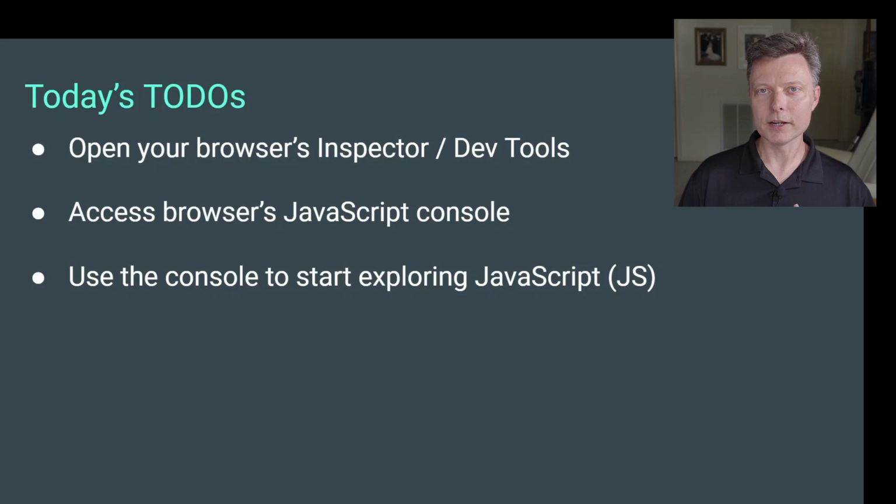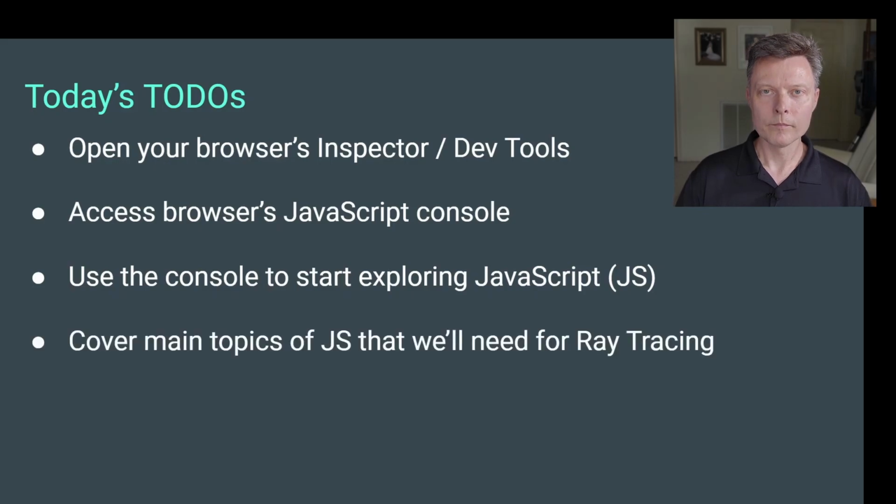We'll then use the console to explore the basics of JavaScript, and we'll start typing some short JavaScript snippets into the console, and the browser's interpreter will give us immediate results and feedback. While we type our snippets into the console, we'll take a look at some of the main aspects of the JavaScript programming language, and we'll focus on ones that we need for our ray tracers in the future.